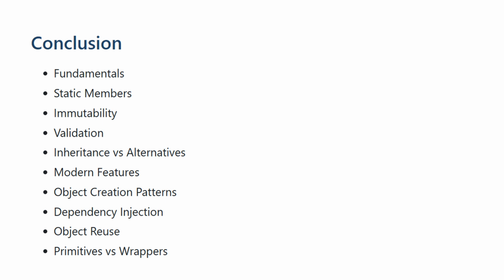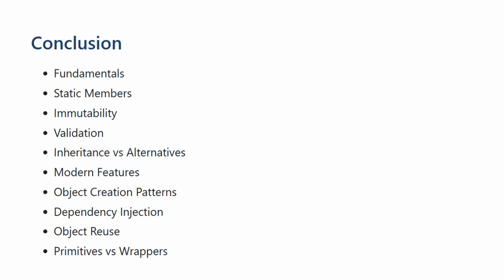Immutability. Immutable objects are safer and easier to reason about. Use final fields, no setters, and consider modern features like records for concise immutable data classes. Validation. Always check object validity in constructors and any mutating methods. Use helpers like Objects.requireNonNull for cleaner code. Inheritance versus alternatives. Use inheritance only for true is-a relationships. Prefer interfaces and composition for flexibility and cleaner design.